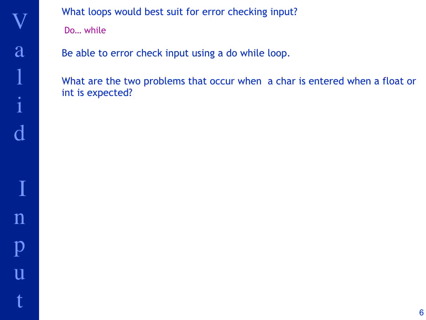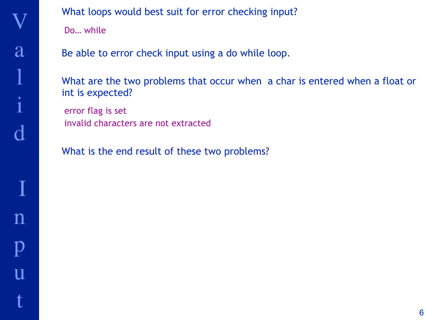What are the two problems that occur when a character is entered when a float or an integer is expected? Remember there were two issues. The first one is an error flag on the input buffer, indicating that the operation was not complete because there was a mismatch. And then the invalid characters would not be extracted from the buffer. We will have to fix those two.